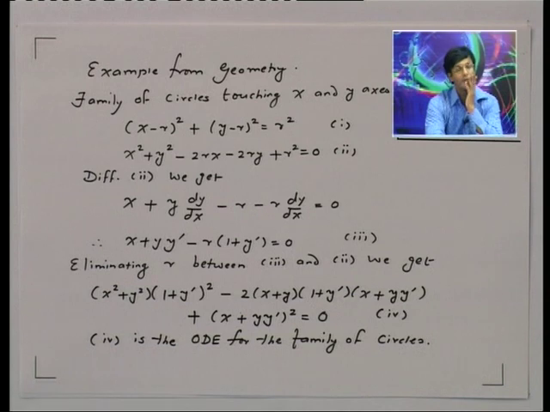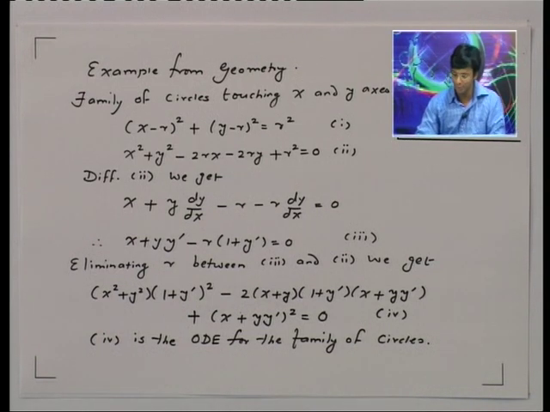So, now you eliminate the parameter between 1 and 3, and what do you get? What will remain is a relationship between x, y, and y prime, and it is quite a monstrous looking thing, but starting from a one parameter family of curves in the plane, you have gotten a differential equation. I leave it as an exercise for you to simplify equation 4. Many terms will cancel out, as you can see.